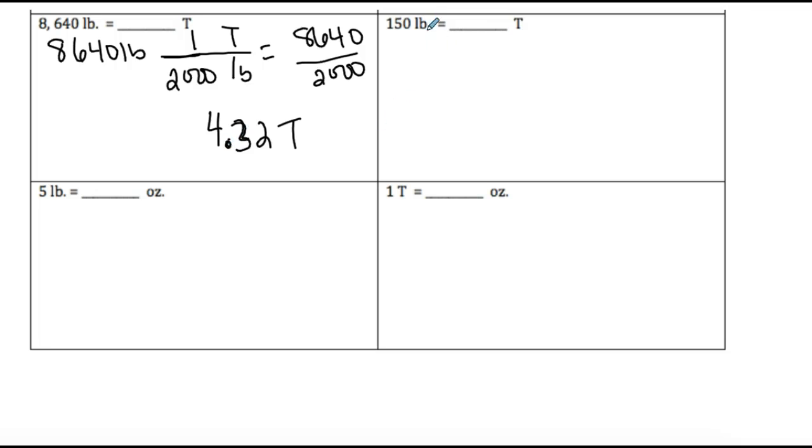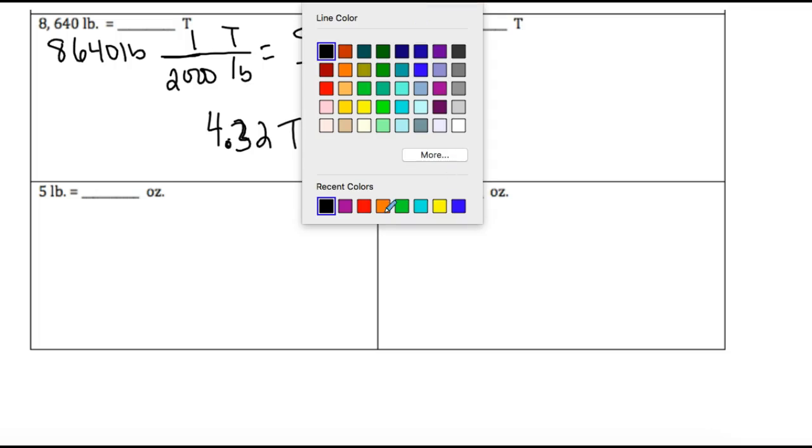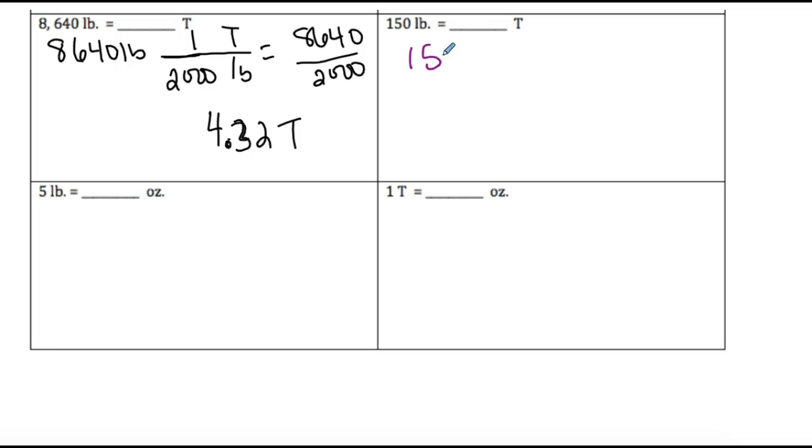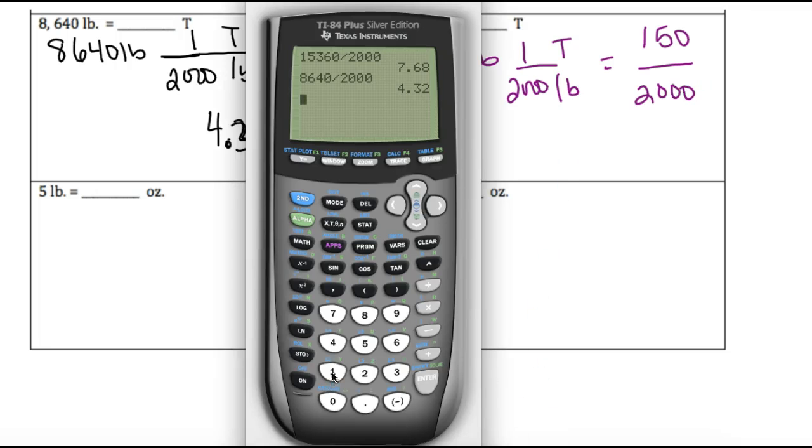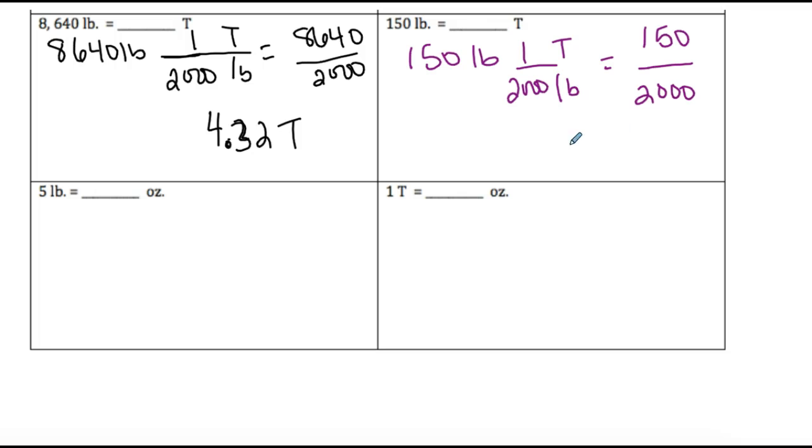Again, I'm going pounds to tons. The smaller the pounds, the fewer tons there are. Let's try one more right here. 150 pounds. I'm going to put pounds down below. I'm going to tons. Again, 1 ton is 2,000 pounds. When I multiply that, I get 150 over 2,000. So we get 0.075 or 75 thousandths of a ton.